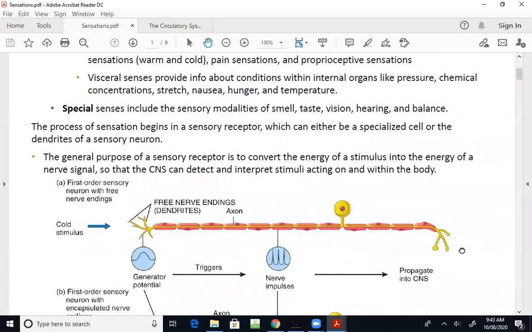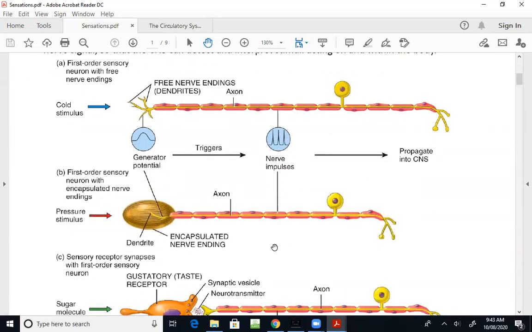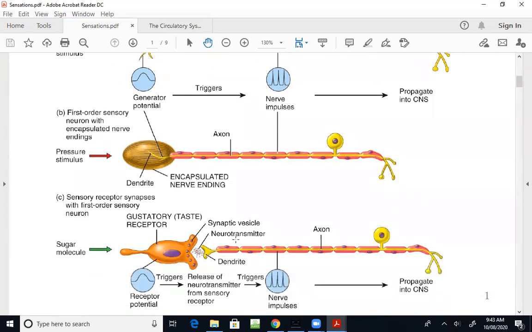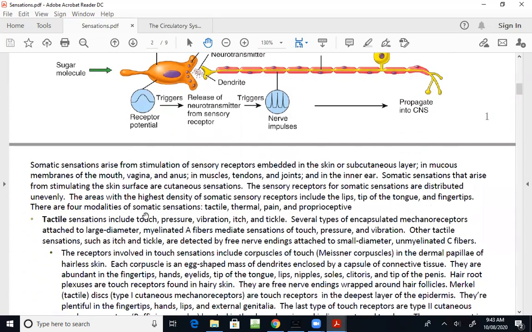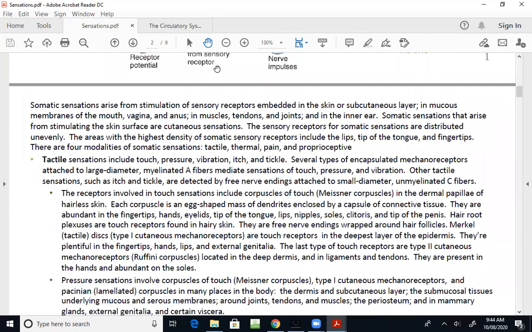So it doesn't really matter whether it's a specialized cell or just the dendrites of a sensory neuron, the result is the same: signals traveling to the central nervous system. Figures, not important. I just kind of wanted to show you that what we do as far as sensations goes really is similar when you look across the board at these different examples. We're just trying to get signals into the central nervous system. Sometimes it's a little more direct than others.